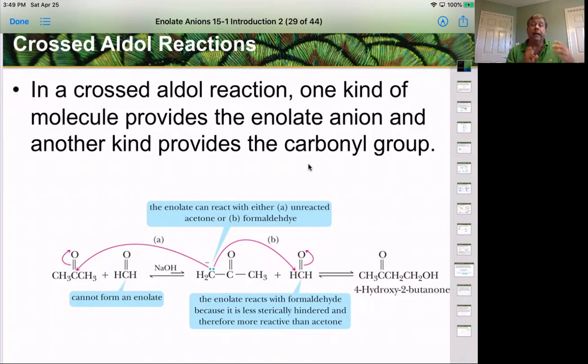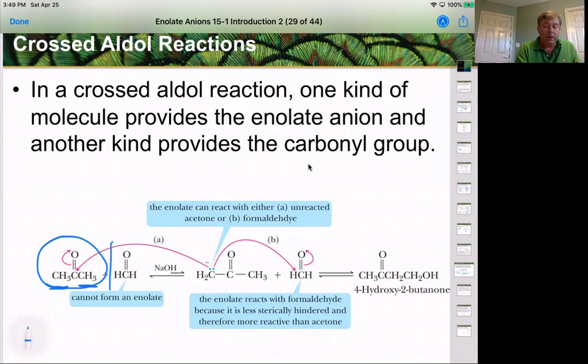So in the cross-aldol condensation, the idea is you take one carbonyl compound that has alpha hydrogens and you make your enolate, and then you add to it another compound that has no alpha hydrogens, and therefore it must react with that compound. In this example here, we have acetone right here. It has a total of 6 alpha hydrogens. It has 3 on this side and 3 on this side. So it can form an enolate.